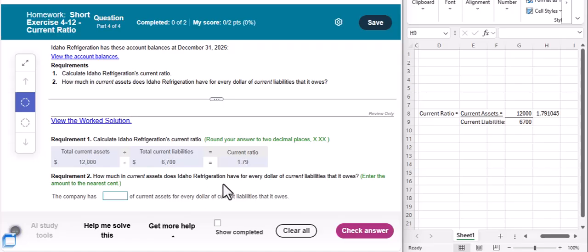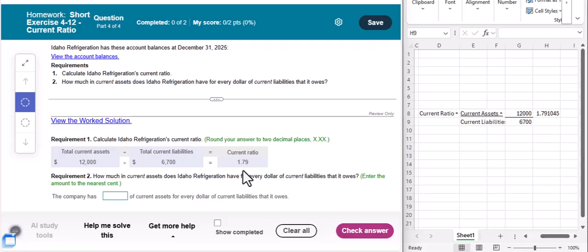Remember this ratio here of 1.79 is the same as saying 1.79 over 1, and that would represent the current liability. So for every dollar of current liabilities, the company has $1.79 of current assets. Now, is that a good thing or a bad thing?